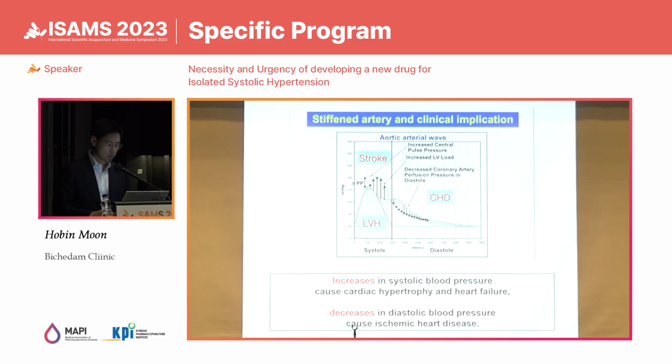As everyone knows, a continuous increase in systolic blood pressure causes stroke, hypertrophy, heart failure, and decreases in diastolic blood pressure cause ischemic heart disease such as reduced coronary perfusion. High systolic blood pressure is not only a problem, but lower diastolic blood pressure is also the subject of treatment.